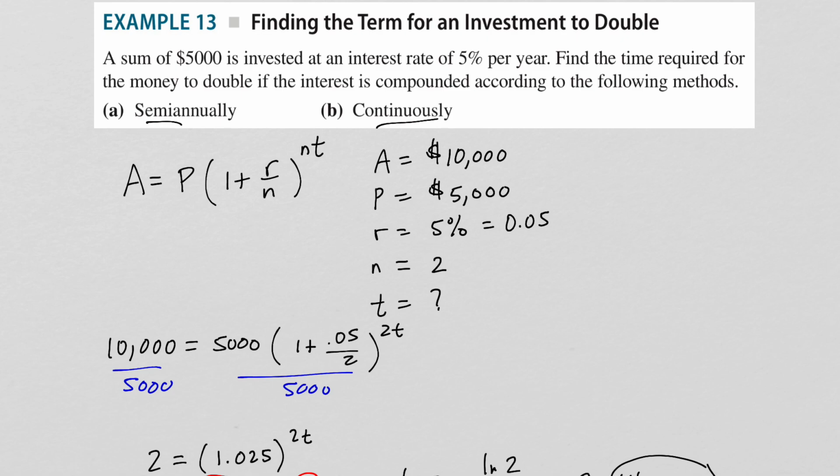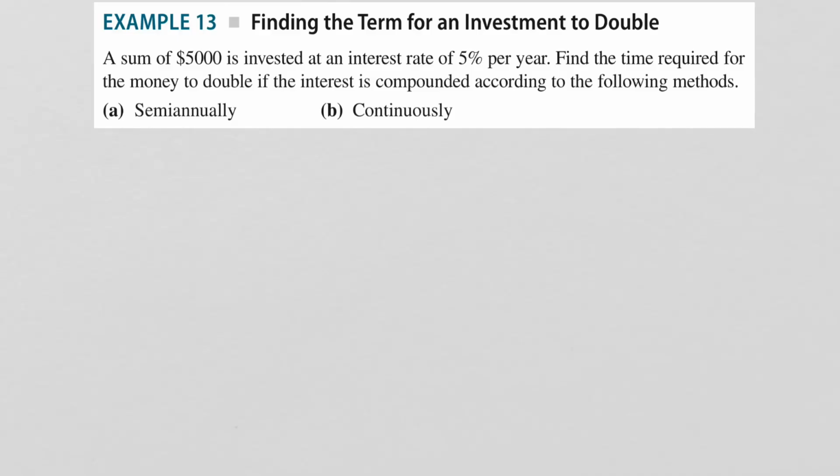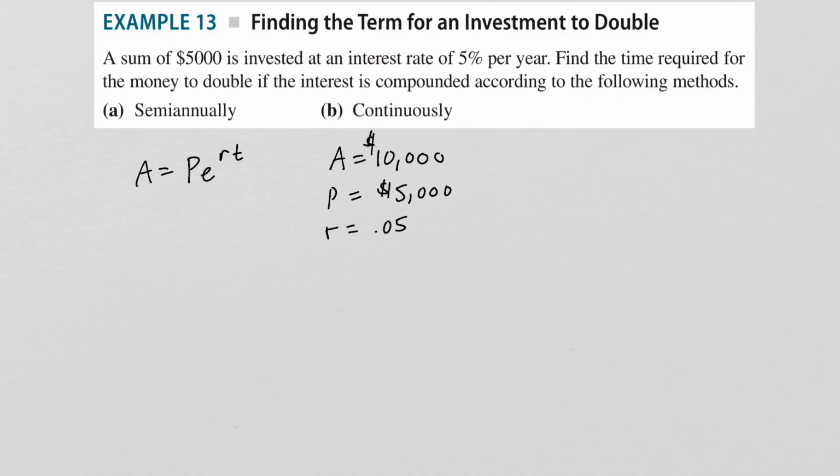Now let's take a look at how long it would take if it was compounded continuously. So in this case, we have a different formula. When you're compounding continuously, the amount of money that you will have in the future is equal to P times e to the rt. Again, in this case, A is $10,000. That's the amount we want to have in the future. P is the amount we're starting with, which is $5,000. And the interest rate, again, is 5%. But in this case, there is no n.